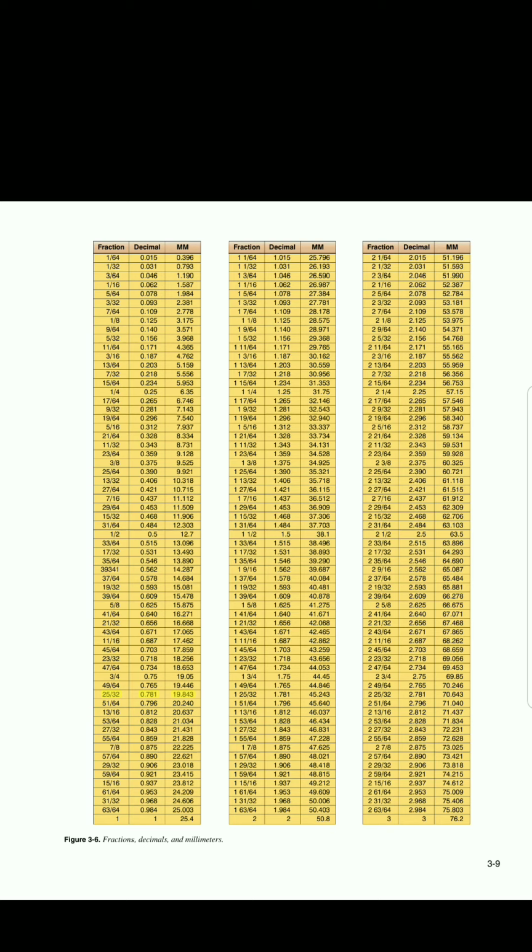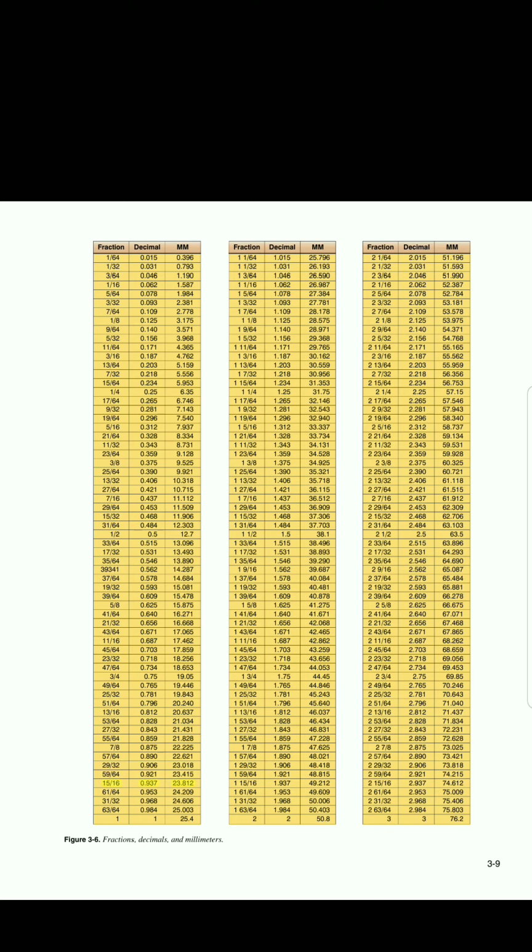25/32nds, 0.781, 19.843. 51/64ths, 0.796, 20.240. 13/16ths, 0.812, 20.637. 53/64ths, 0.828, 21.034. 27/32nds, 0.843, 21.431. 55/64ths, 0.859, 21.828. 7/8ths, 0.875, 22.225. 57/64ths, 0.890, 22.621. 29/32nds, 0.906, 23.018. 59/64ths, 0.921, 23.415.